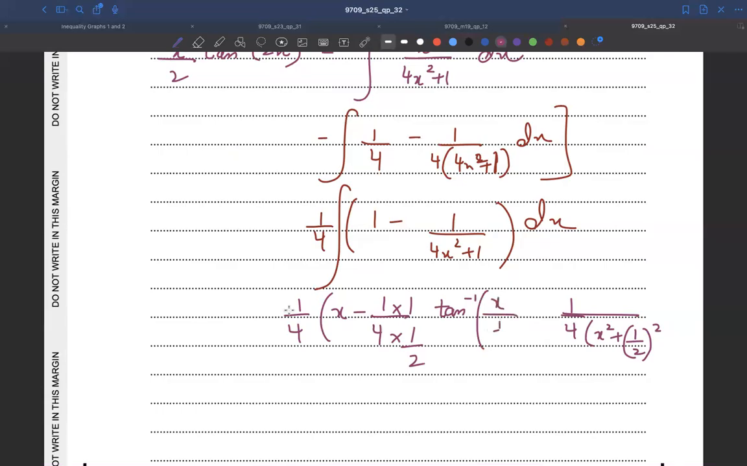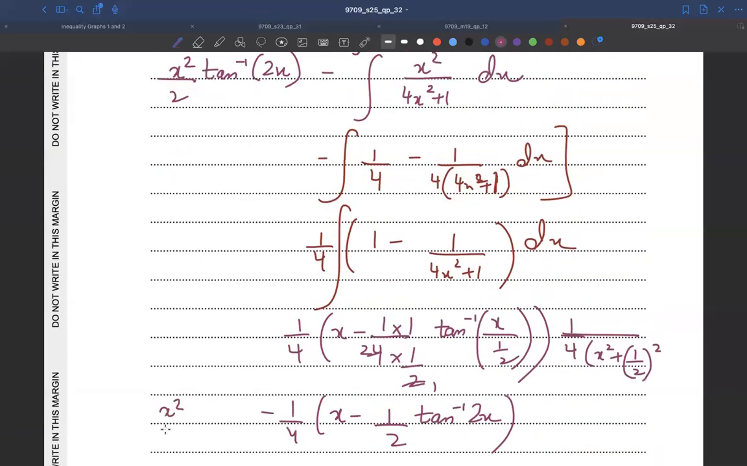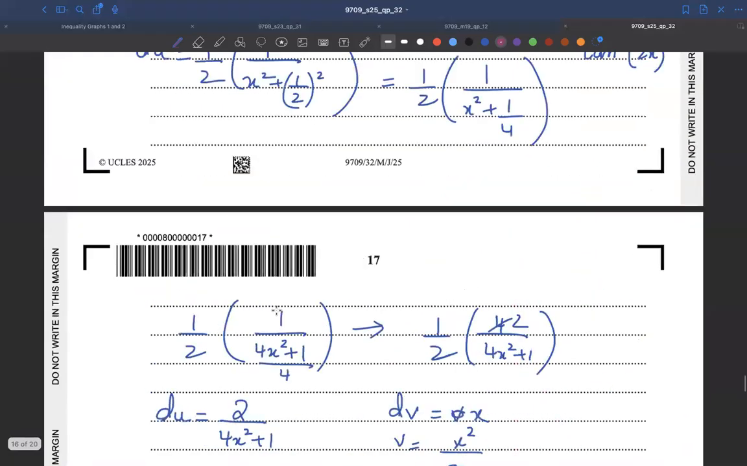We'll simplify it now. So this will cancel out with the 4. We'll get 1 upon 4 into x minus 1 upon 2 tan inverse of 2x. So this is the final integration, and this term before remains as it is, that is x square upon 2 tan inverse of 2x. And do we have to put the limits as well? Oh, wow. We have to put 0.5 and 0 as well.